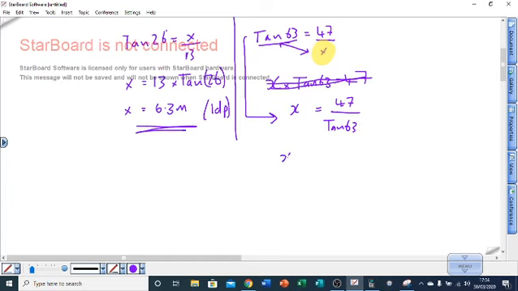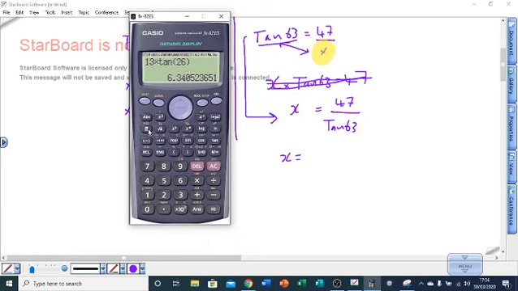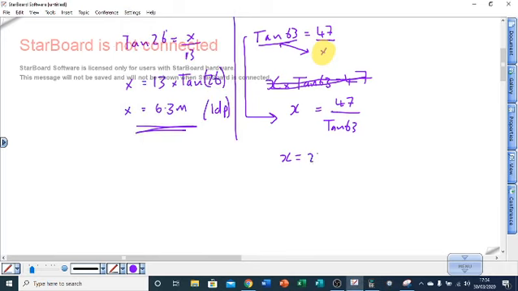And then finally, x is simply equal to, and on the calculator, just bring it across. You can leave it as a fraction with 47 over tan 63, and then press equals, 1 dp. It's a length, so it's 23.9 meters to 1 dp. Okay, and that's the answer.